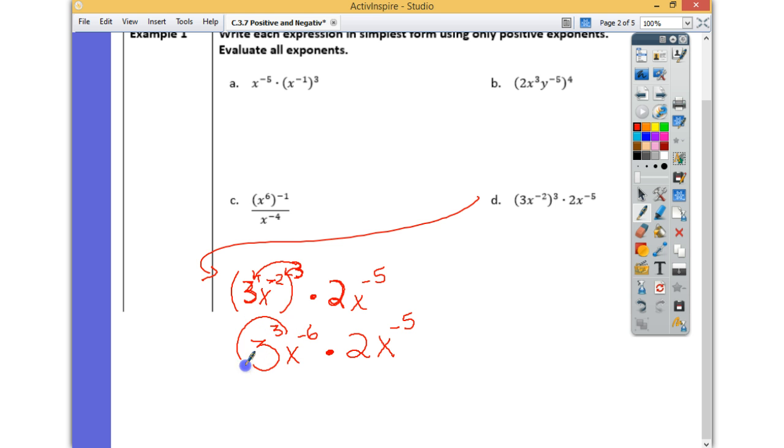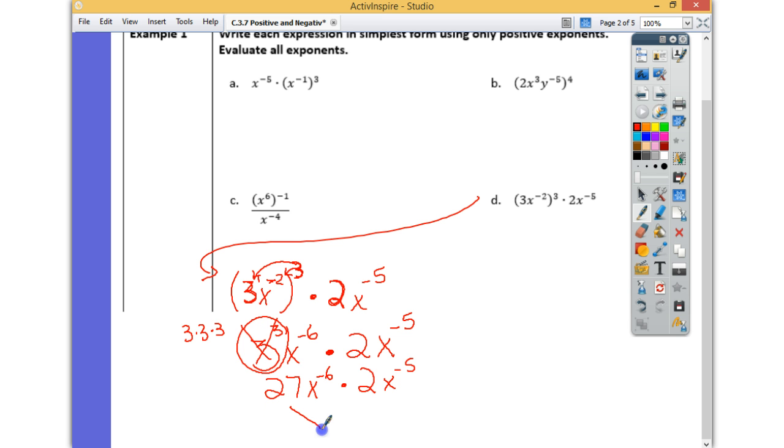Well, let's simplify this also. What is 3 to the 3rd power? 27, because 3 times 3 is 9. 9 times 3 is? 27. So that is actually 27 x to the negative 6 times 2x to the negative 5. Now simplify it from here. See what you come up with.